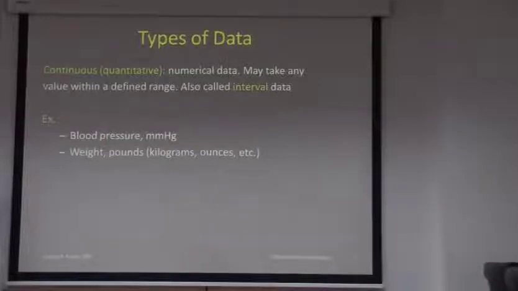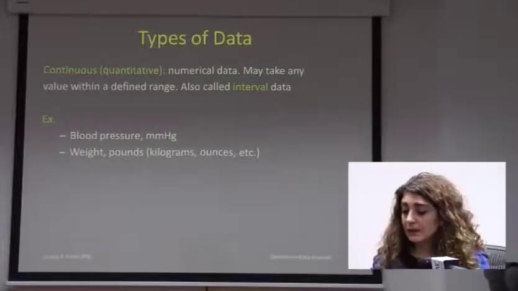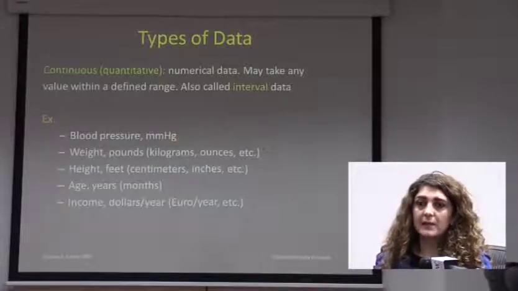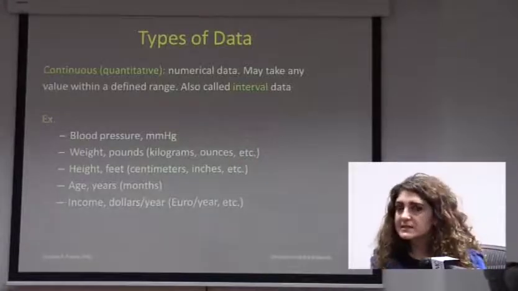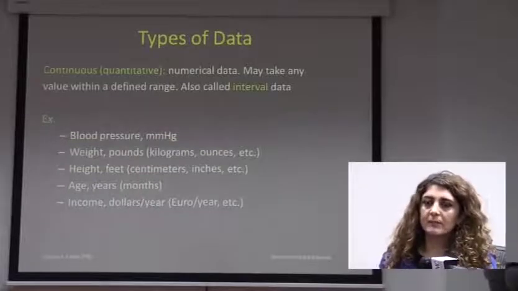Now the data can have several types. One type of data, like the systolic blood pressure, for example, when it's numbers, is numerical data. We call it continuous or quantitative or also interval data. These are the variables that can take any number, like blood pressure, as I mentioned, like weight in kilograms, like height, age in years, income. So these are continuous data or interval data.